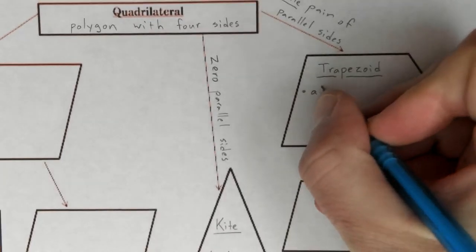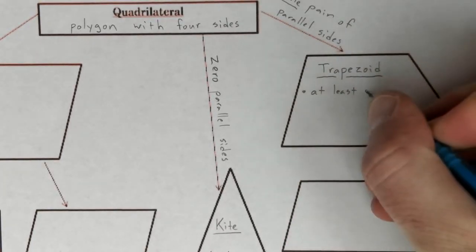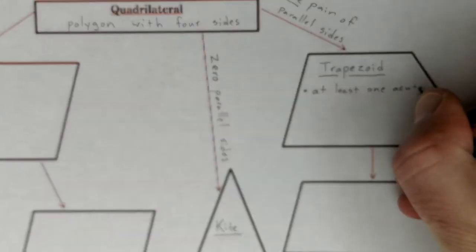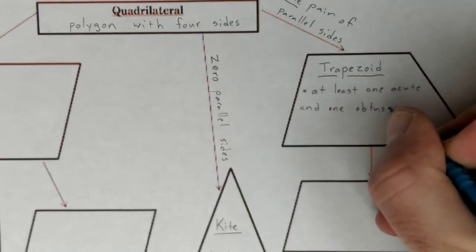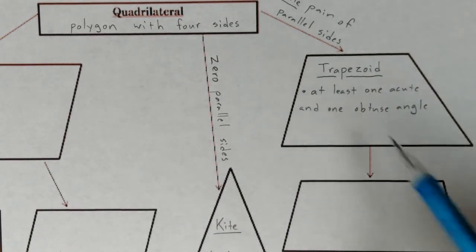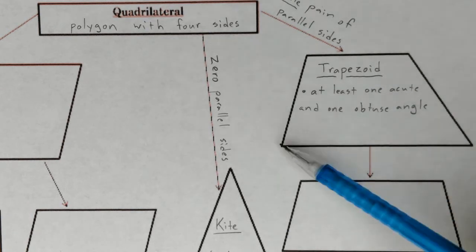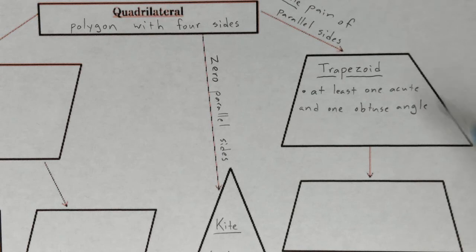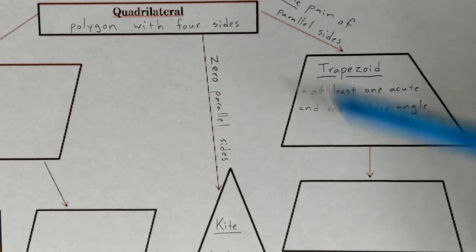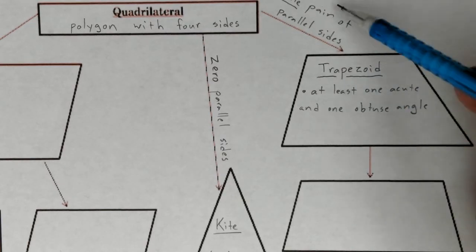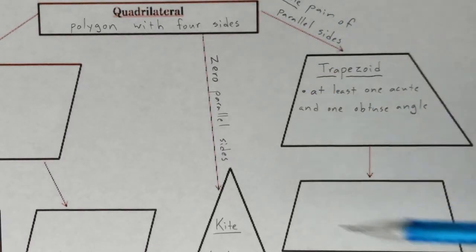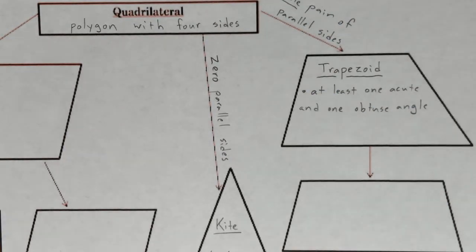We talked about how there's at least one acute and one obtuse angle. Now I put at least because usually there's more. Here's an acute, there's obtuse, there's obtuse. At least one acute and one obtuse angle. Normally there's two of each, but at least one. Okay, we can have some right angles too. We looked at some right trapezoids. Exactly one pair of parallel sides, four sides total, at least one acute and one obtuse angle.